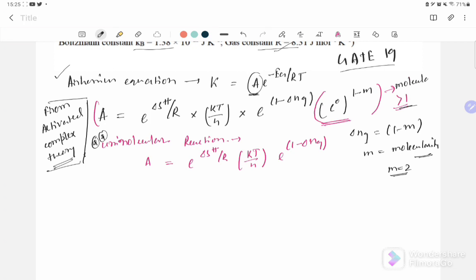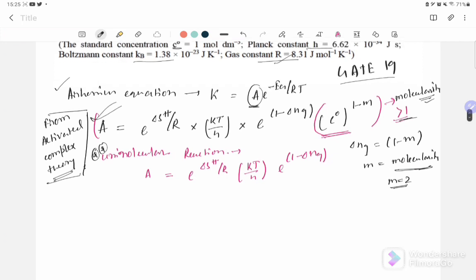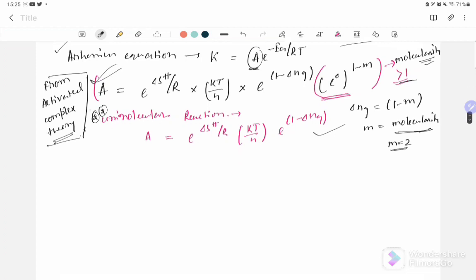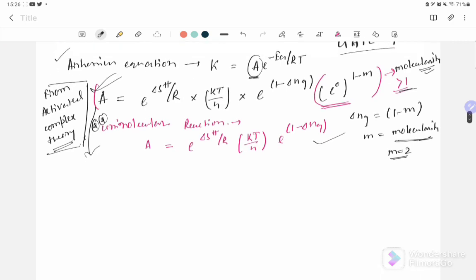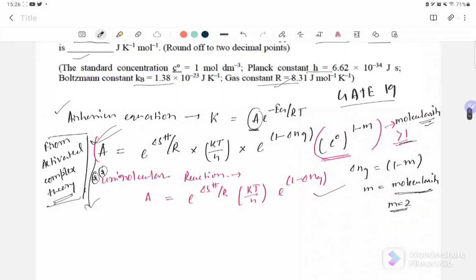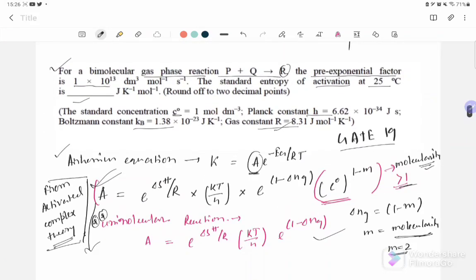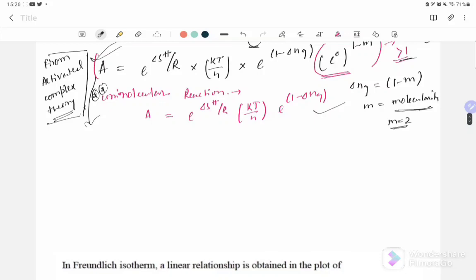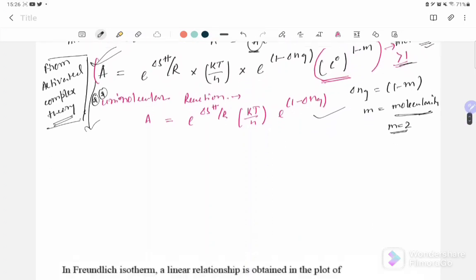So when the molecularity is greater than 1, the equation will be this one. For unimolecular, this one. Here it is bimolecular, so this equation will be our main equation. A is given, that is 10 to the power 13 dm cube mole inverse second inverse. We will write everything with units, because units are very important here.